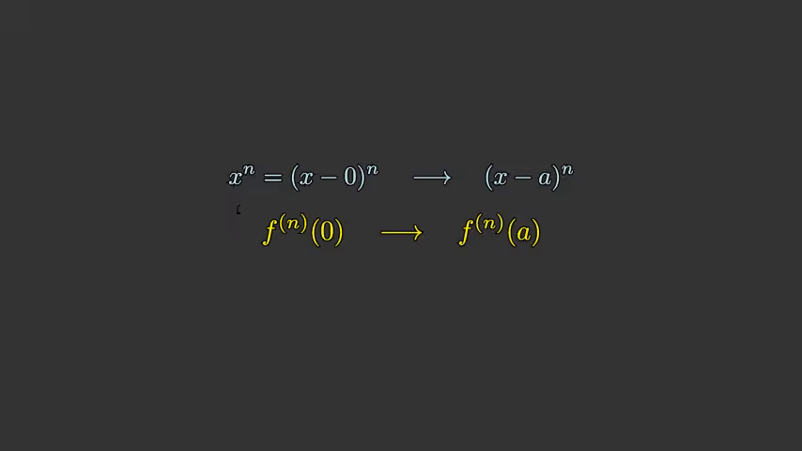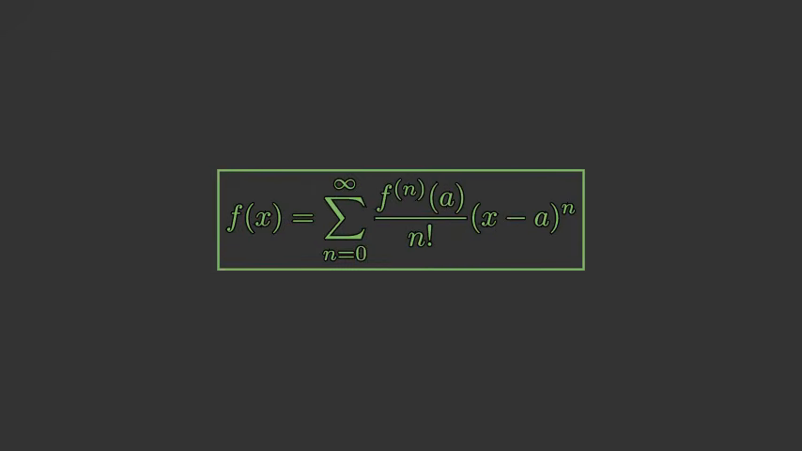The second replacement is about measurements. If the center is no longer 0, we should not measure the height, slope, and curvature at 0. We measure them at a, so f of 0 becomes f of a. f prime of 0 becomes f prime of a, f double prime of 0 becomes f double prime of a. The same coefficient mechanism from Maclaurin still works, only the center has moved.